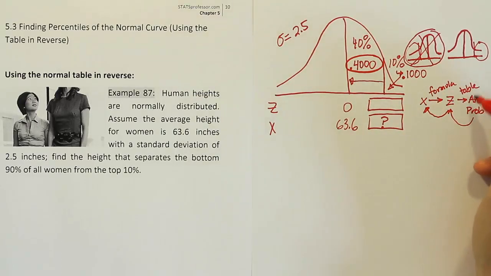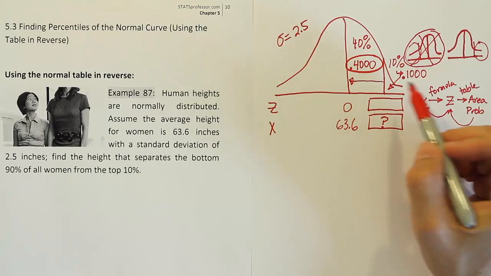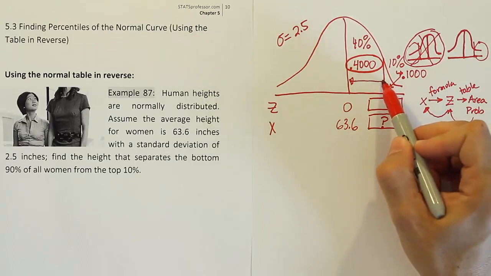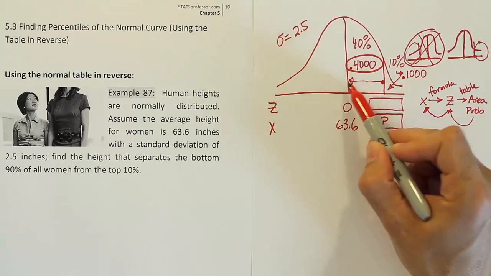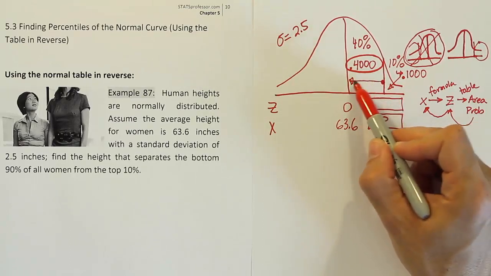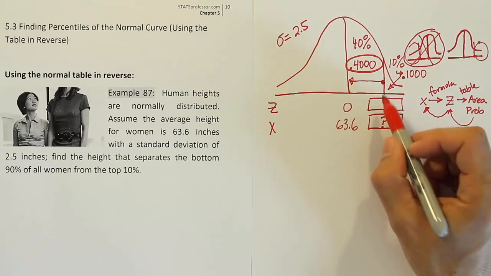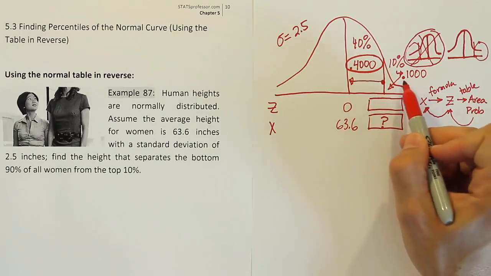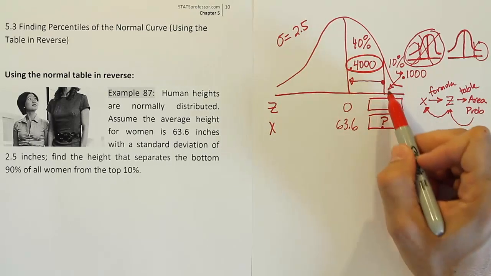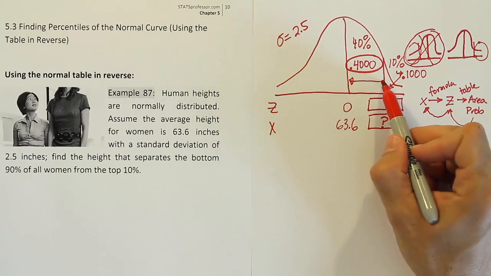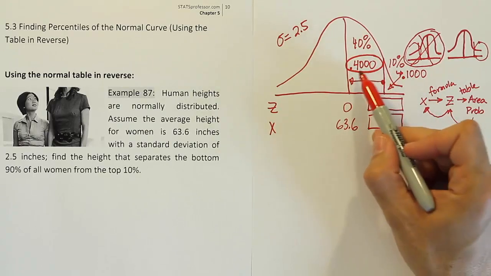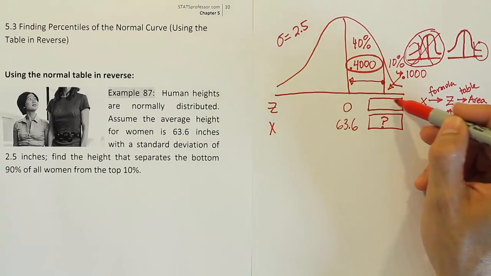Because the table that we work with, which is going to be the vehicle to go backwards, just like it was the vehicle to go forward, that area is related to the table, right? Not this area. Our table gives us the value from this line to the center. Remember that? It always works from the line you look up to the center. So the z-score that goes here corresponds to the 40%, not the 10%. In other words, the table associates this location with the area from the line to the center. So it's actually the 40% that's associated with this z-score.